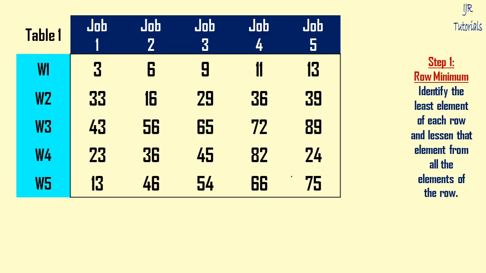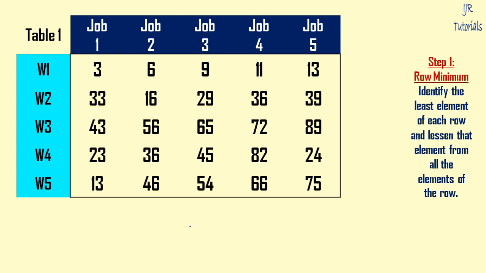Let us start with one problem. Here, 5 workers are given and 5 jobs are given. That means it is a balanced problem. See, the number of rows is equal to the number of columns. For any assignment problem, it is mandatory to check whether it is a balanced or unbalanced problem. So in this case, there are 5 workers and 5 jobs, so it is a balanced problem.